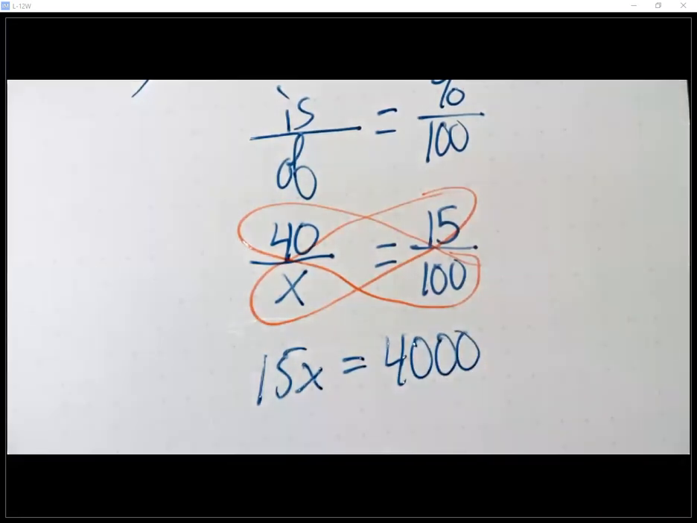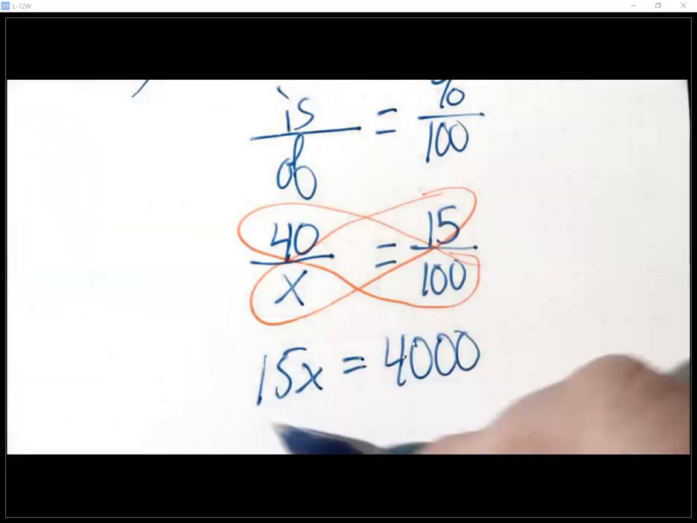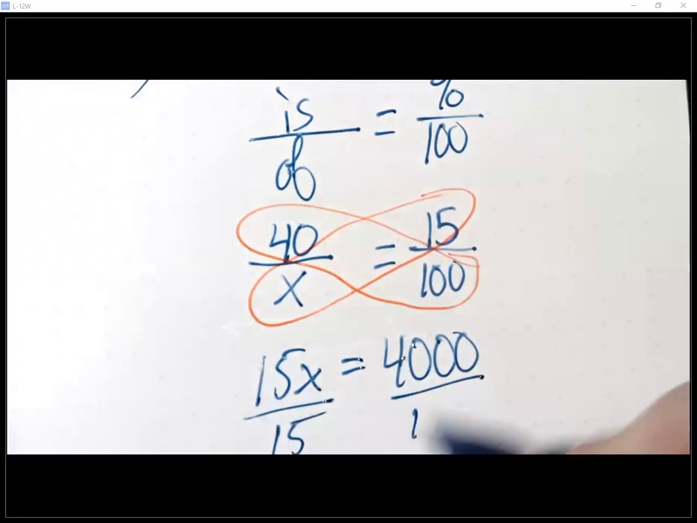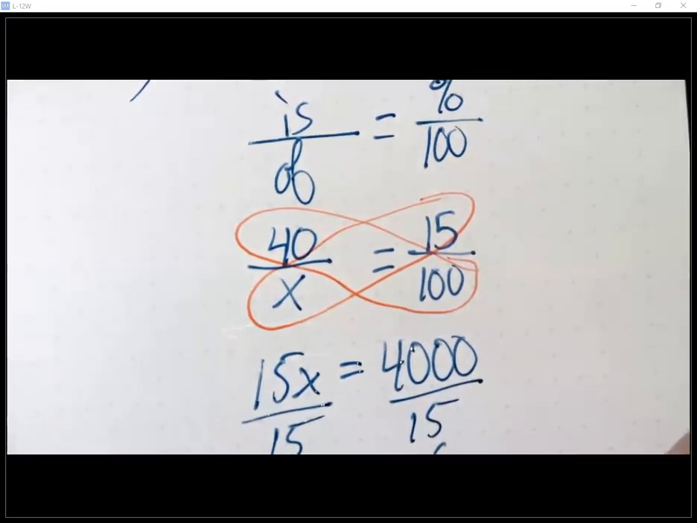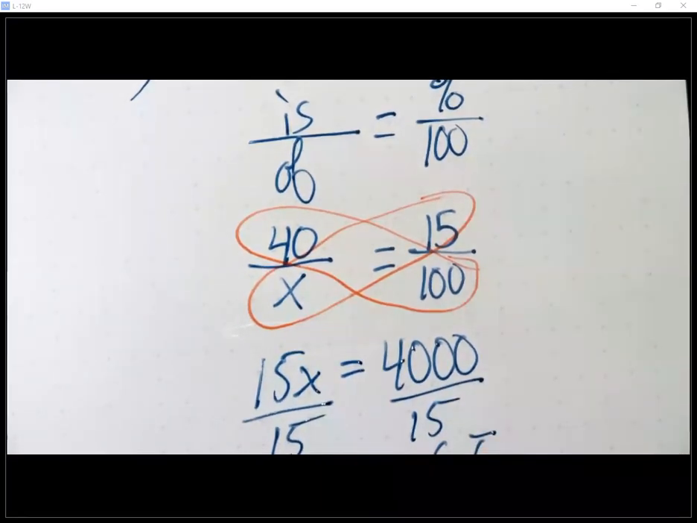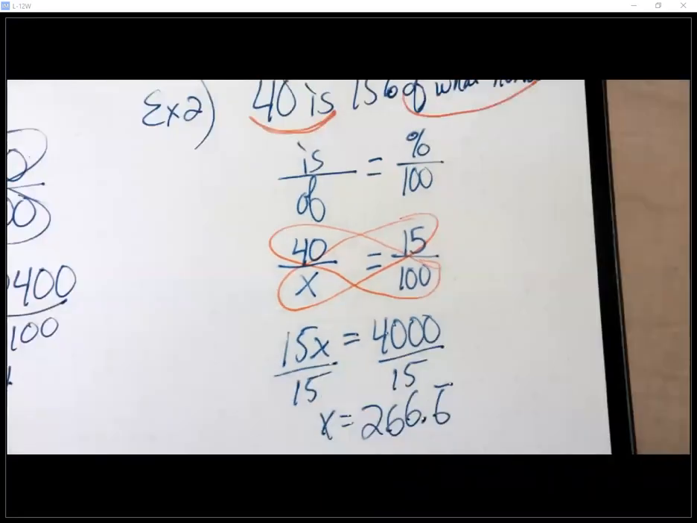40, oh, 40. I got a repeating decimal. Me too. What is your answer? 266.66. Yes. Sorry, I zoomed way too far in now. There we go.